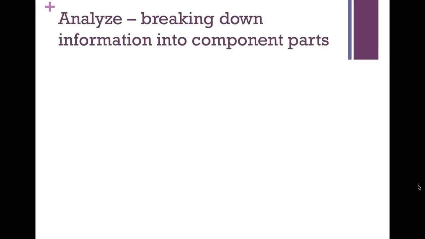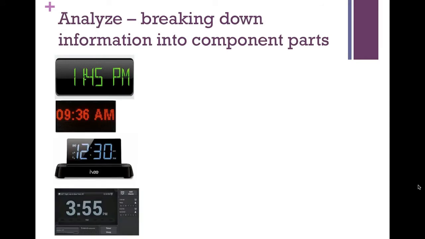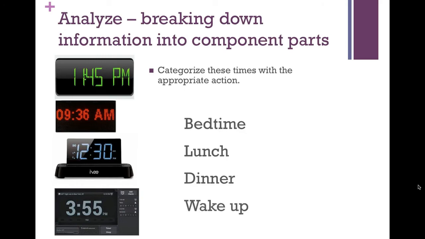You certainly could. So for example, for analysis where you have to break down information, what you would have are these 4 times in the left-hand column, and then you have these 4 events in the right-hand column. And the question asks students to categorize these times with the appropriate action. So it's basically matching. So if you look at 11:45 p.m., is that bedtime, lunch, dinner, or wake up? Which is the logical one that you're going to be doing? And so students would probably determine that that's usually a bedtime, even though it's not their bedtime. It is, out of the answers, the best possible answer. How they're analyzing here is they have to consider 2 sets of data.